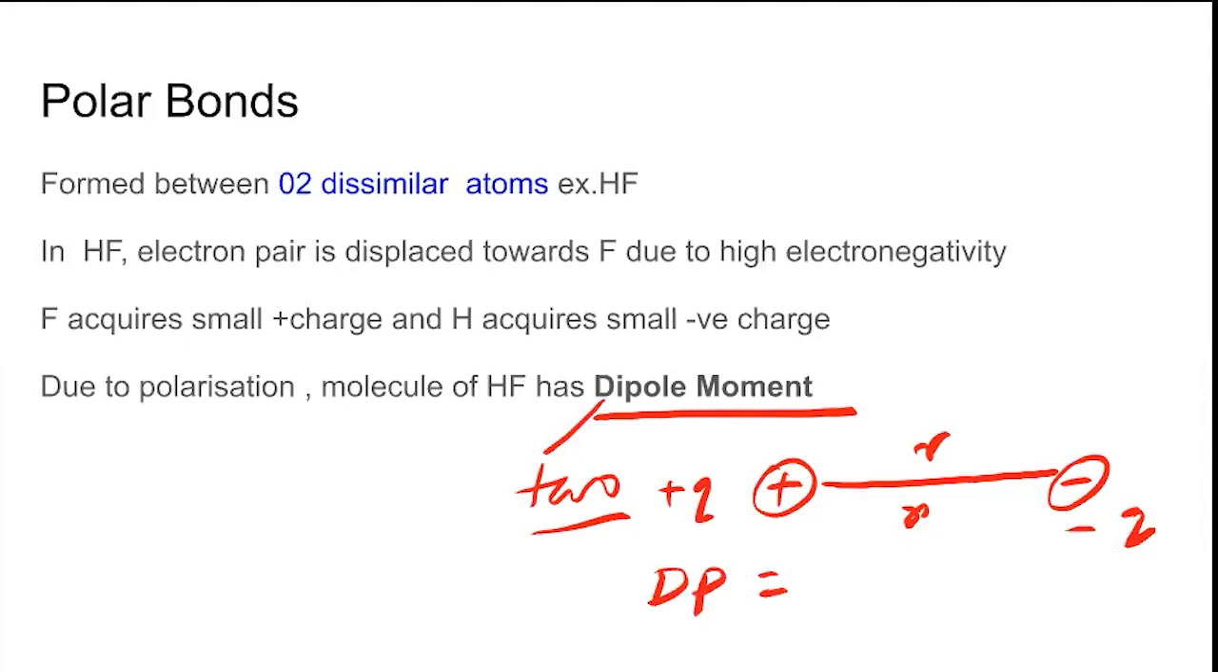What is dipole moment? Distance Q into R. Simple. Q into R. Is dipole moment a scalar quantity or a vector quantity? It is a vector quantity.